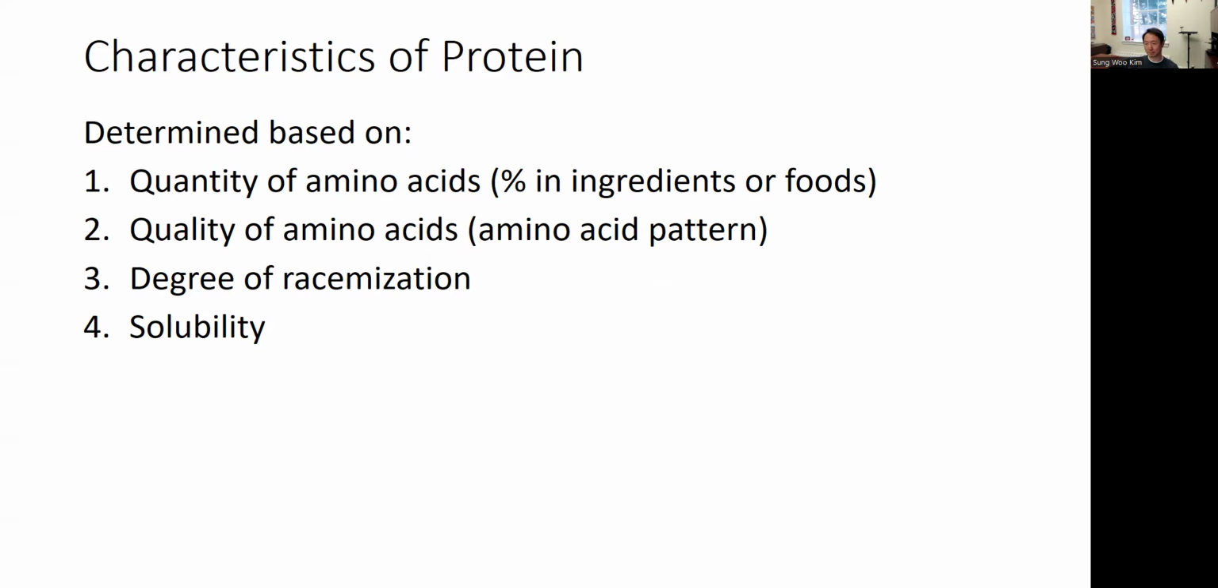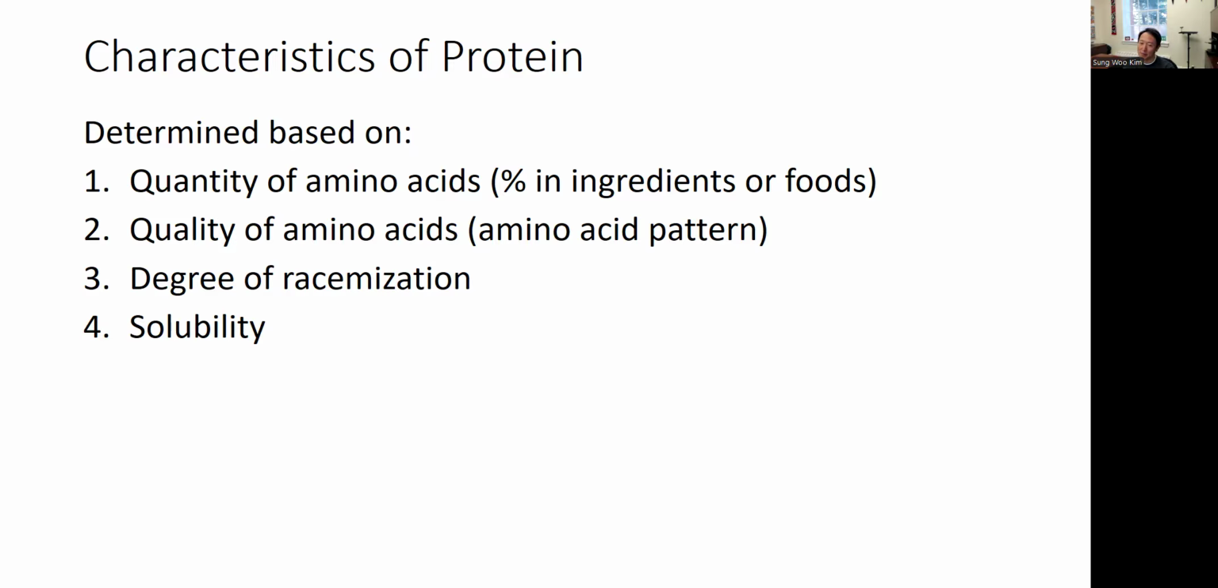So if I summarize here, the quantity of amino acids will determine the characteristics or quality of protein. And the quality of amino acids, that means the composition, the relative pattern, I should say, among the 20 amino acids, right? That will also determine the characteristics of protein.